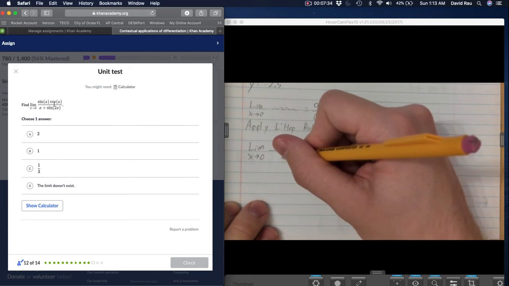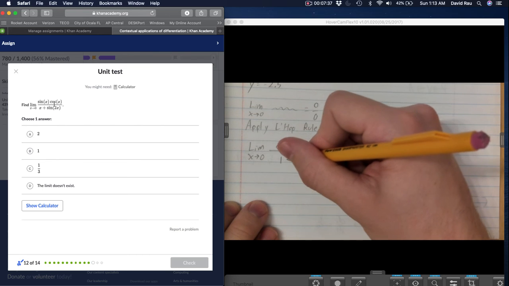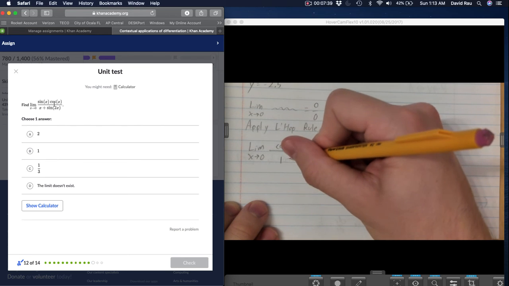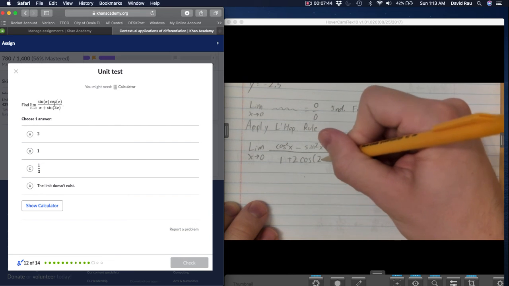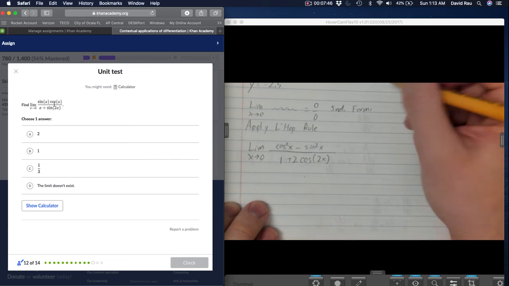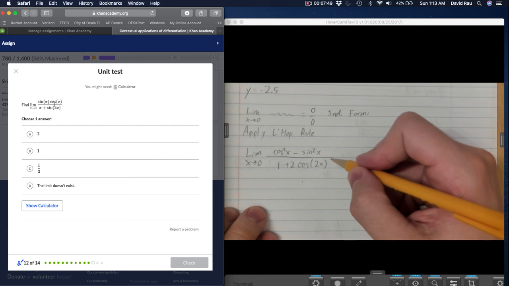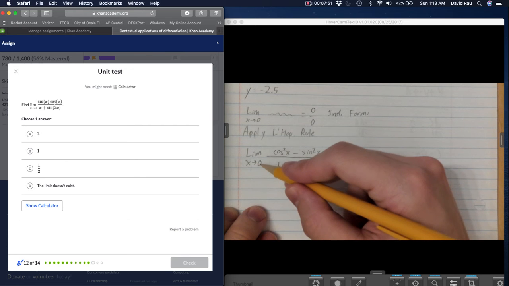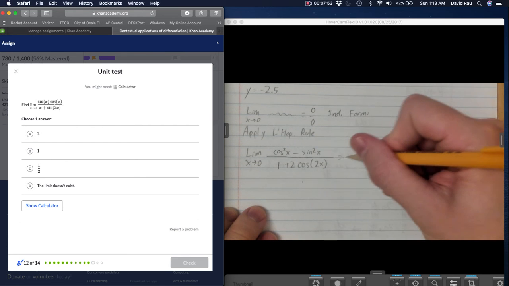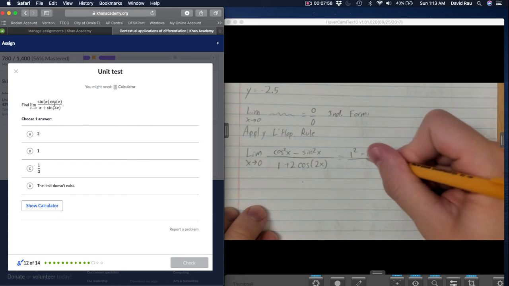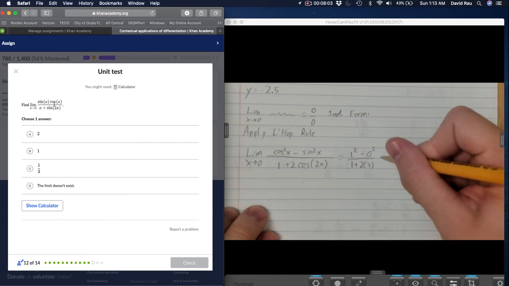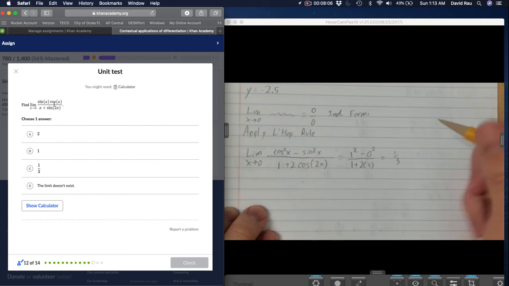From there, when you derive the denominator, you get a 1, and then you get a 2 from the chain rule, and then a cosine when you derive the sine and put back the original contents. So now when we take the limit as we approach 0, let's see what happens here. Cosine of 0 is 1, so now we have 1 squared minus sine of 0, which is 0 squared, all over 1 plus 2 times cosine of 0, which is 1. So now I end up getting 1/3. And there we go.